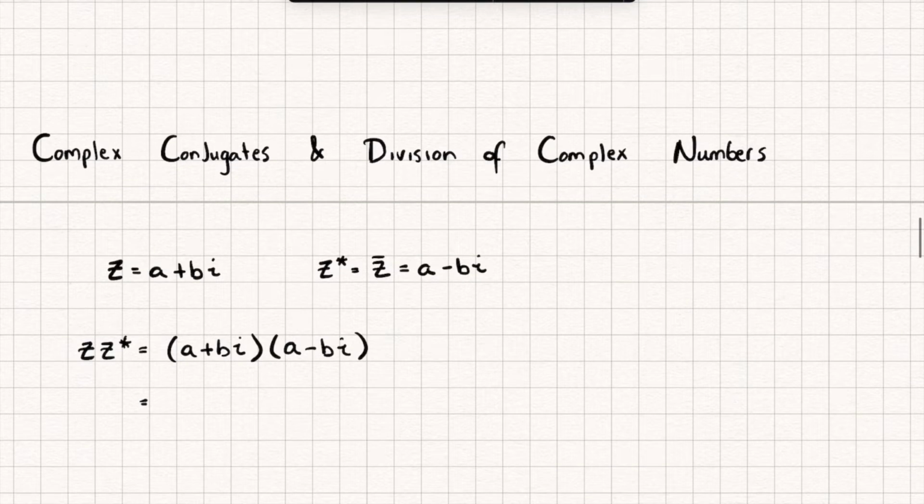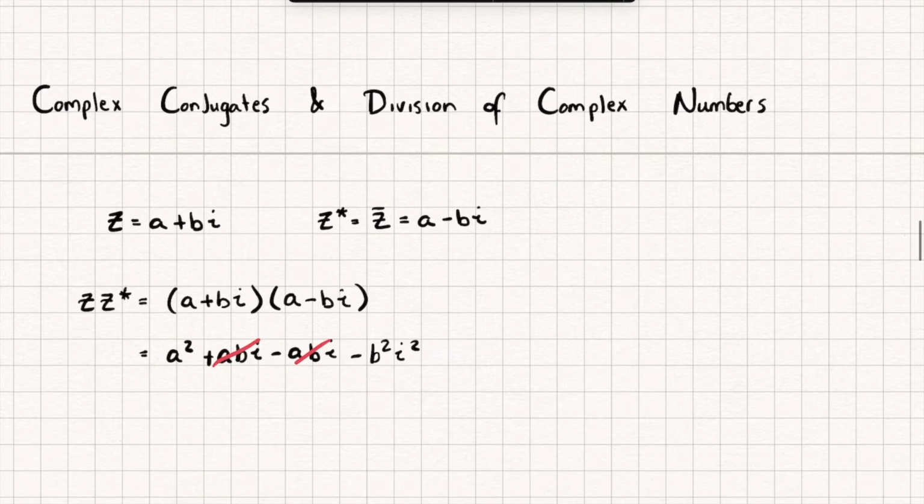Let's now expand this, so we get a squared plus abi minus abi minus b squared i squared. Now notice these middle two terms will cancel with each other, and this term on the end, well, i squared is just equal to -1, so let's substitute that in. So we've now got a squared minus b squared multiplied by -1, and we end up with a squared plus b squared. And you can see by multiplying a complex number with its conjugate, we eliminate the imaginary part.